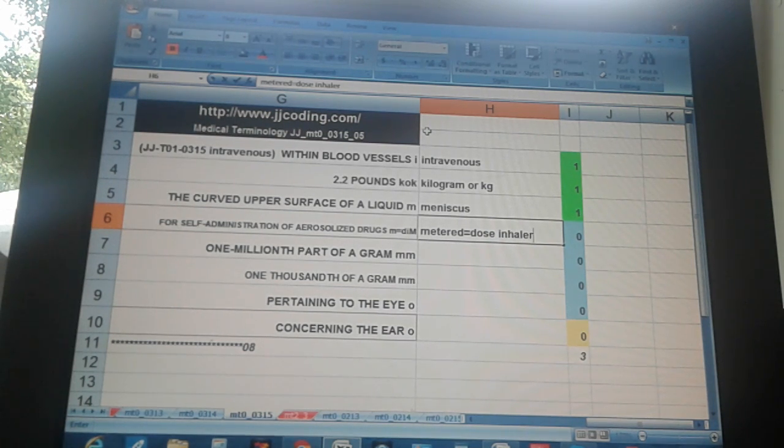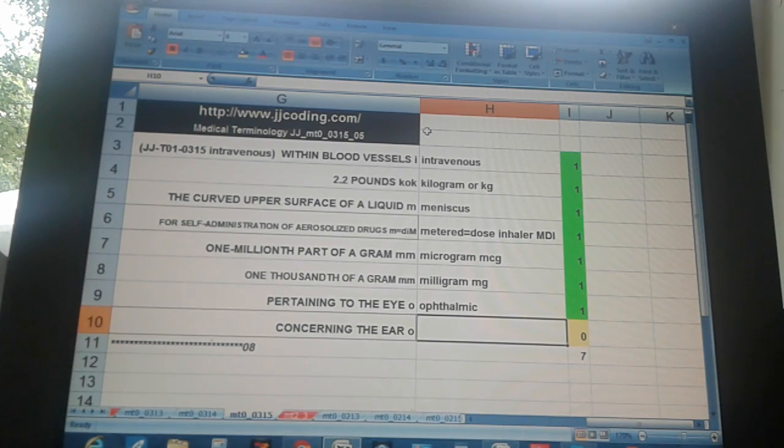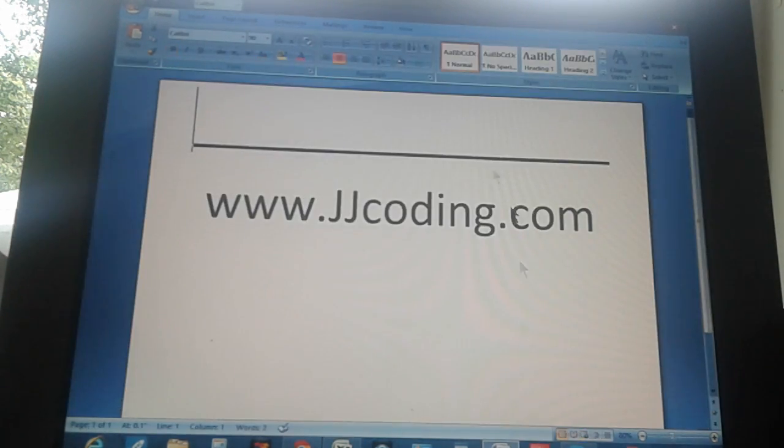Metered dose inhaler, MDI. And the double hyphen is because you actually have to put a hyphen when you're writing it, okay? It's not a separation of the parts, but that's an actual hyphen. 1 millionth part of a gram. Microgram, MCG. 1,000th of a gram. Milligram, MG. Pertaining to the eye. Ophthalmic. Concerning the ear. Otic. Okay, that was our three sets for today.